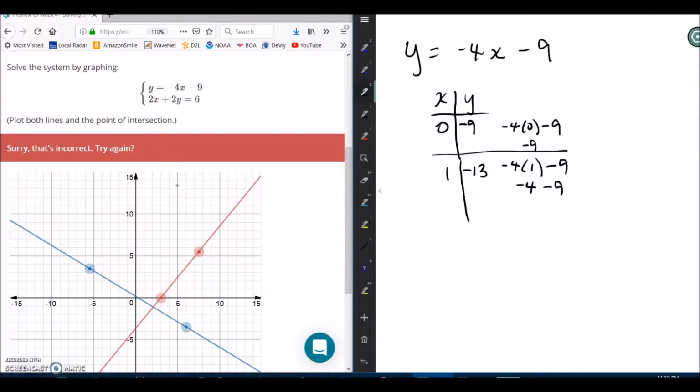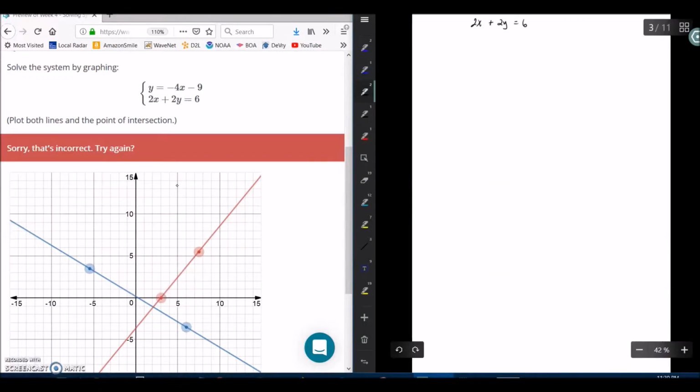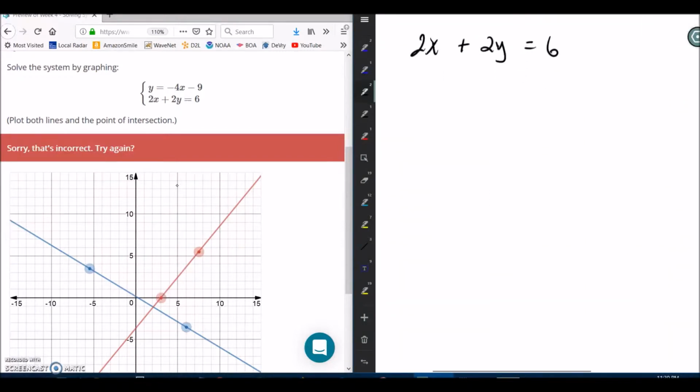Let's look at the second graph, though. That one is here: 2x plus 2y is equal to 6. Now this equation, we could rearrange and put it in the form y is equal to mx plus b. There's nothing wrong with doing that. It's just a little extra work that we can avoid, and some students prefer to do that.